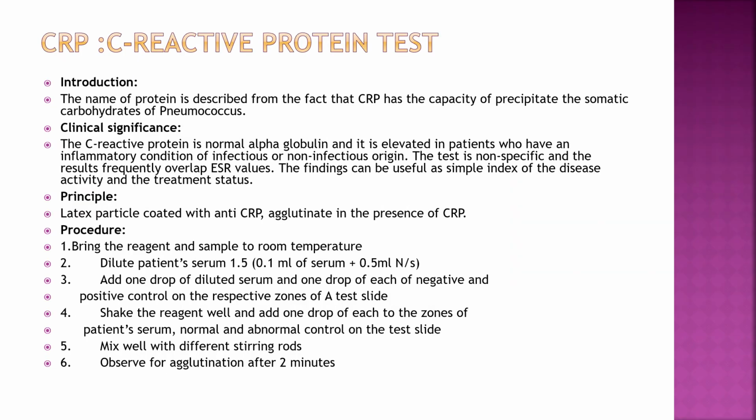C-reactive protein, CRP, it is also done the same way. Take test, positive control, negative control, and then add serum and then reagent and mix and wait for 2 minutes and see for the clumps. So C-reactive protein significance, it is mainly an inflammatory marker of inflammatory conditions of infectious or non-infectious origin. So when the WBC count is raised, ESR is raised, CRP is also positive.